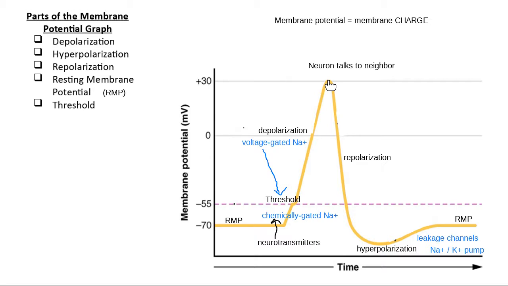Now at +30, I realize that I am the wrong charge. To get me back to the right charge, which kind of channels do I use over here? Who gets me back to the right charge? Yes, exactly. It's the voltage-gated potassium channels. Again, same question, second time: what opens a voltage-gated channel?